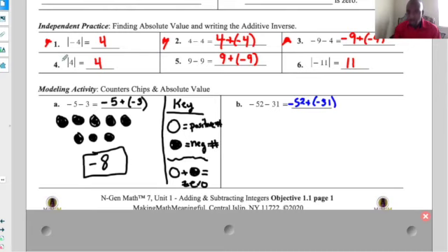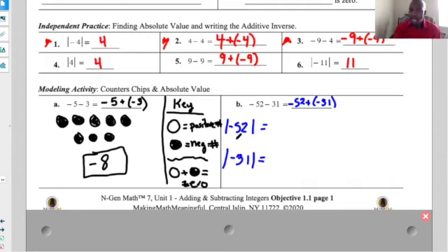All right, so first of all, I want to figure out what is the absolute value of both of these numbers. What is the absolute value of -52? What is the absolute value of negative 31? Right? So right now, I want you to be aware, we're talking about absolute value. We're talking about inverse, right? The opposite of another number.